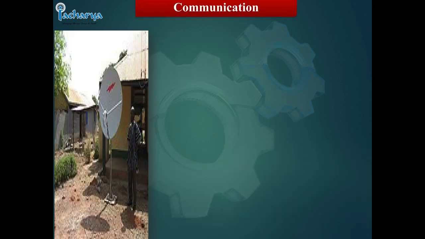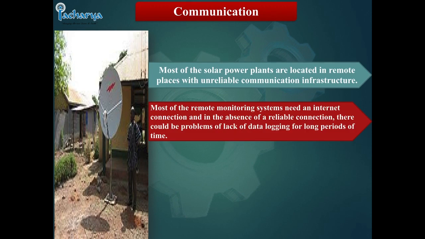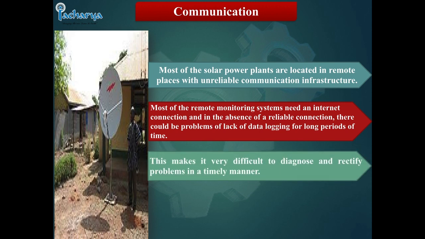In case of communication, most of the solar power plants are located in remote places with unreliable communication infrastructure. Most of the remote monitoring systems need an internet connection, and in the absence of reliable connection, there could be problems of lack of data logging for long periods of time. This makes it very difficult to diagnose and rectify problems in a timely manner.